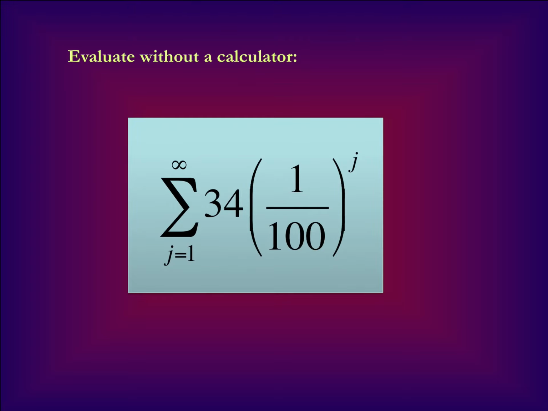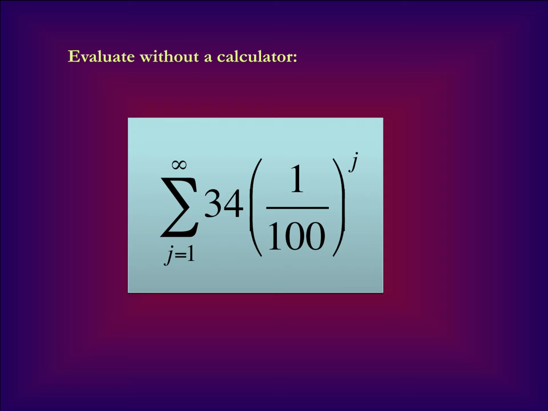Today we're going to be discussing 9.2, but before we get into that, we're going to do a quick little practice from our last lesson, and we're going to look at the infinite sum of this sequence here. So we're going to look at this series. The sum, this time our index is going to be j, from 1 to infinity of 34 times 1 over 100^j. And so what we want to do is try and do this without a calculator.